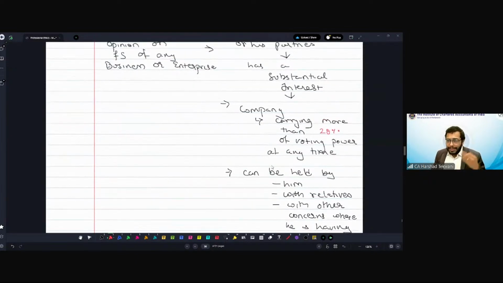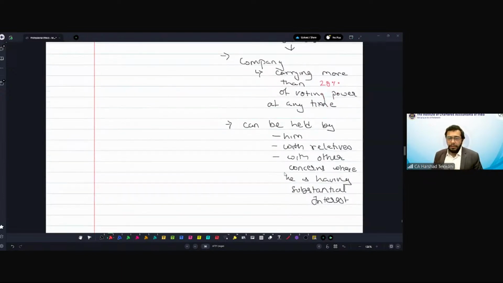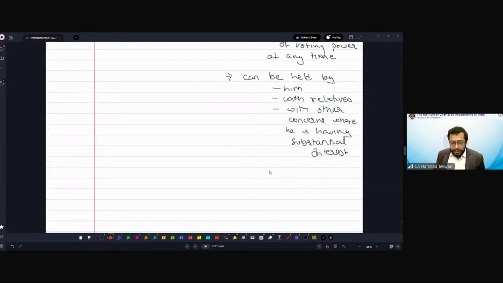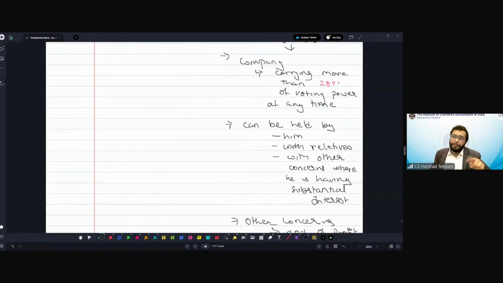And other than company, let's say for example, this was a company where I had 20% of voting power. What about other concerns where there is no voting power? For other concerns, when I talk about substantial interest, it is 20% of the profit share. If I hold more than 20% of profit share, it means that I have a substantial interest in that particular other concern. Okay, got it.